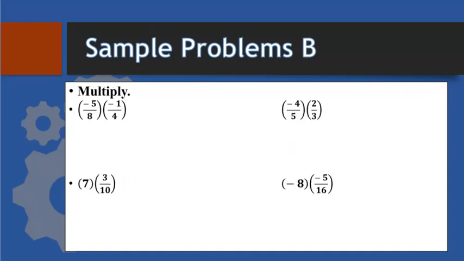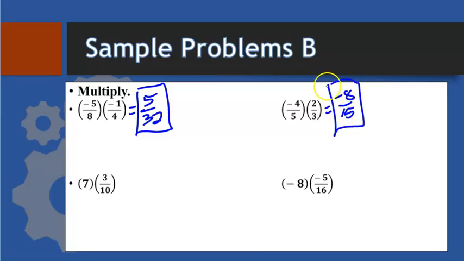Next, multiply these fractions. Here I'm going to look diagonal. There's nothing in common in the numerator and denominator, so -5 times -1 is 5. 8 times 4 is 32. There's no common factor between the two, so our answer is 5/32. Next, multiply straight across. -4 times 2 is -8. 5 times 3 is 15. No common factors, so it's -8/15.